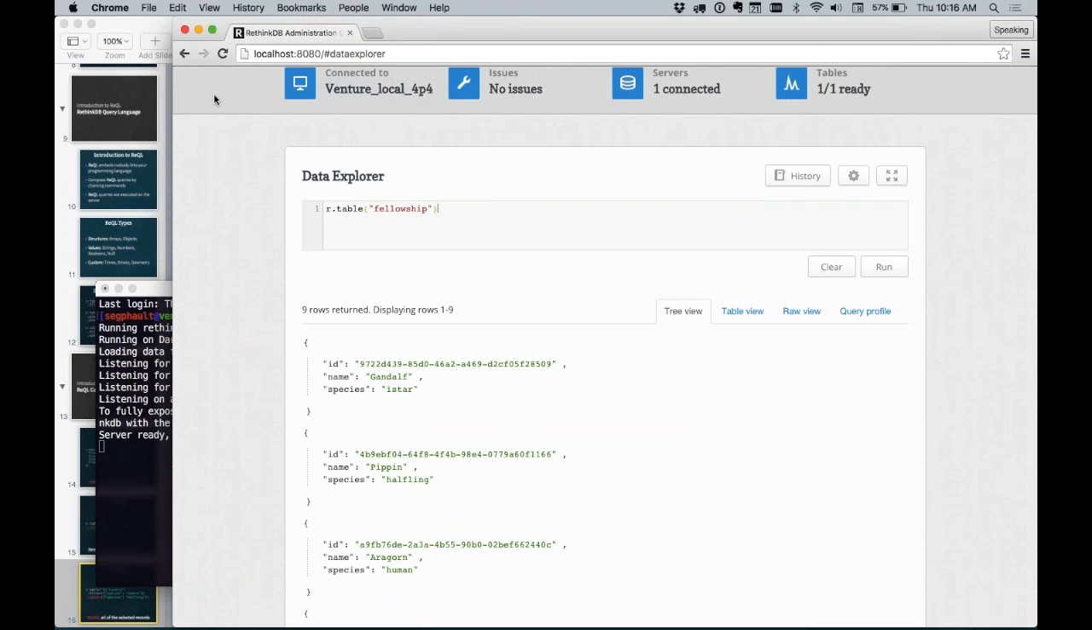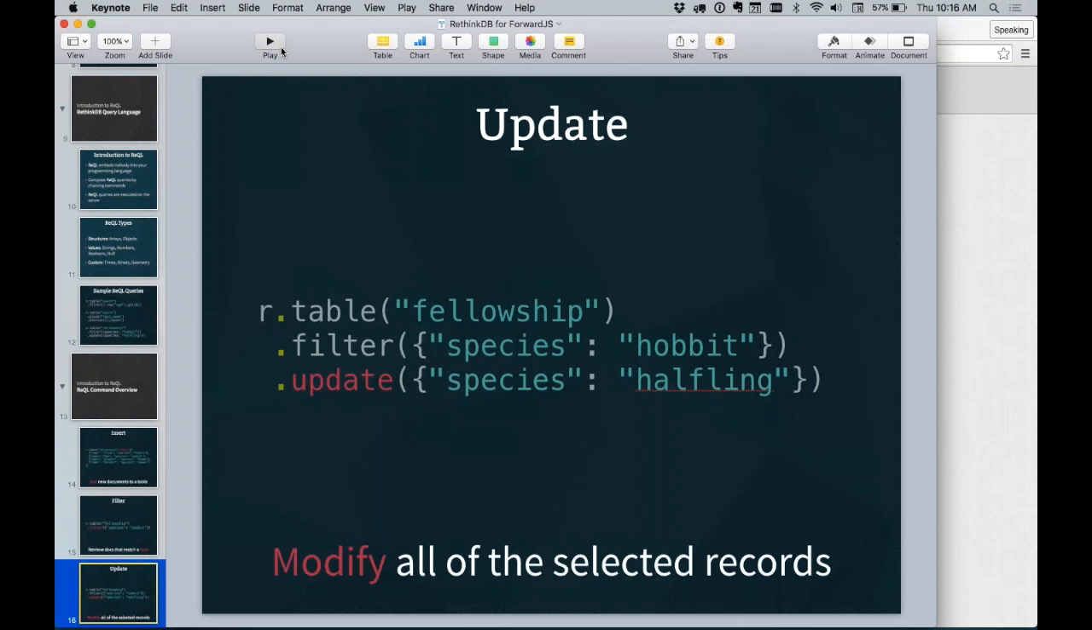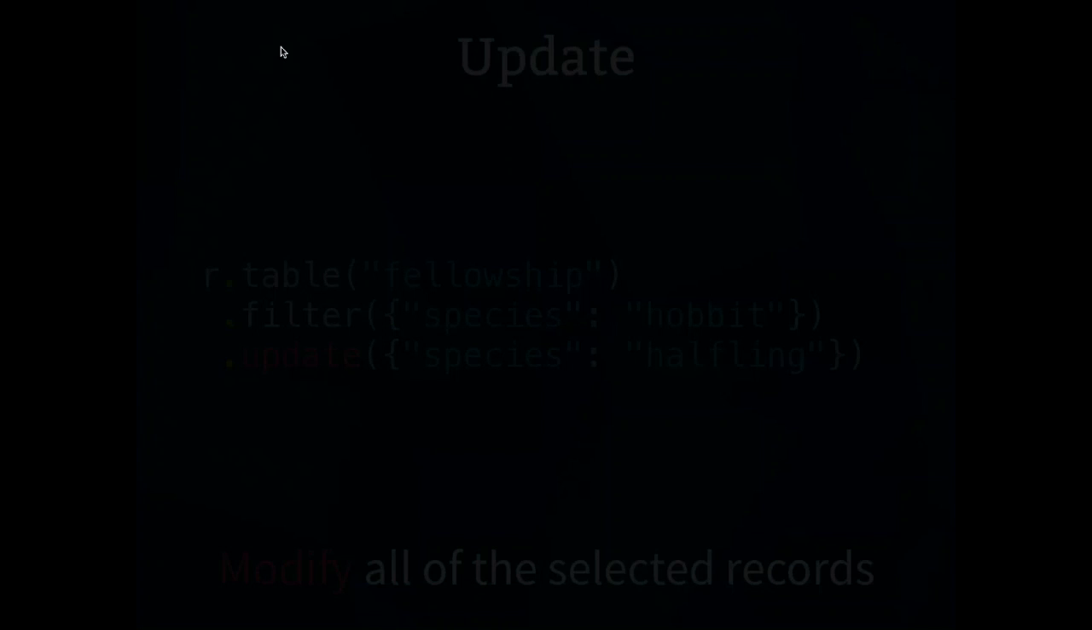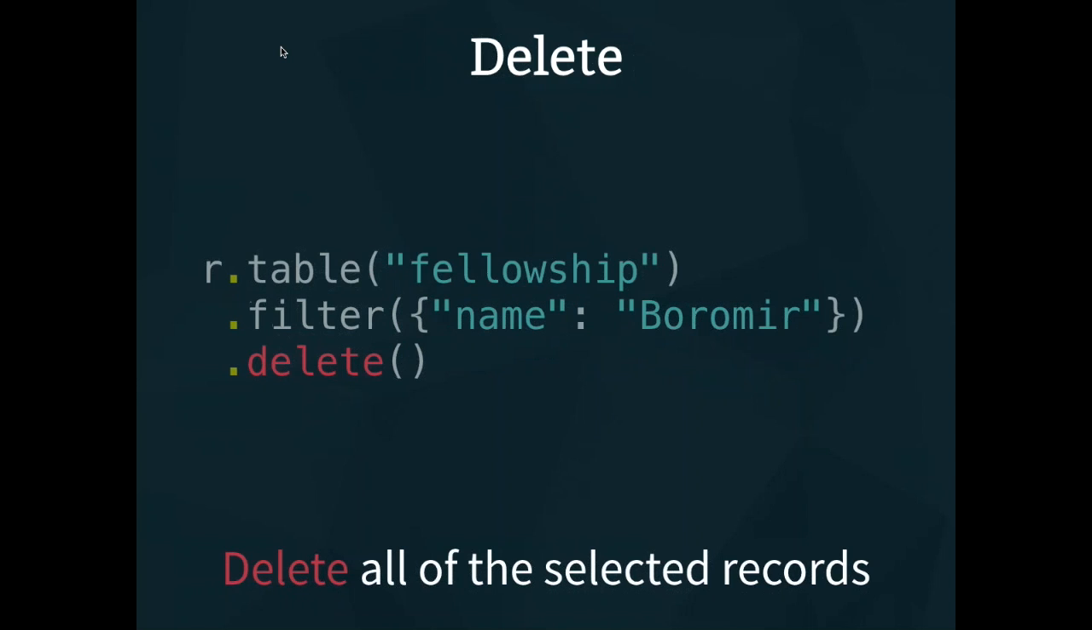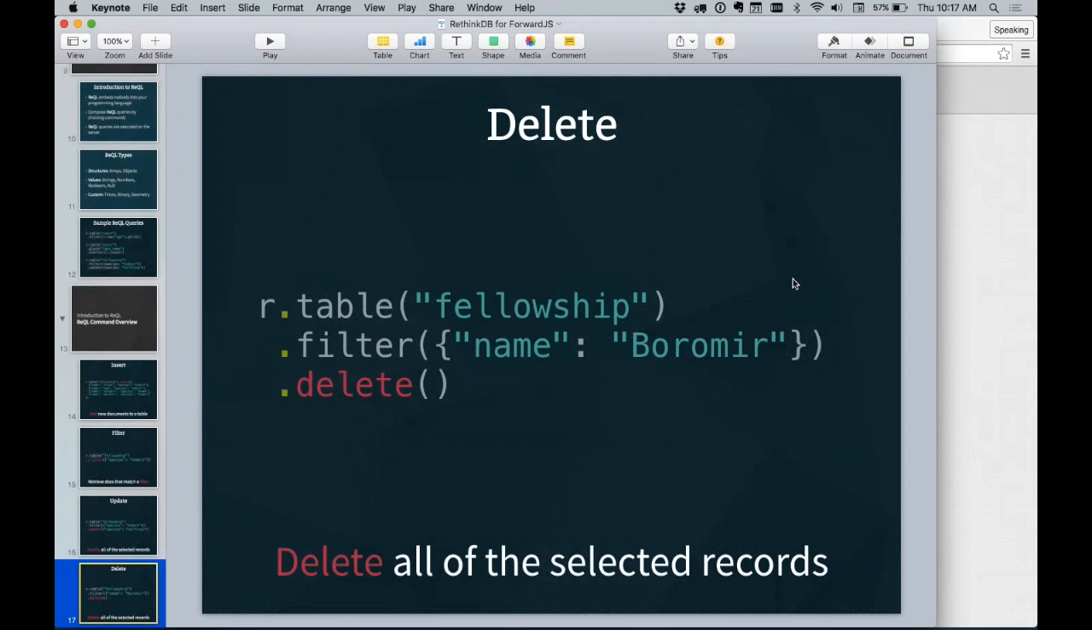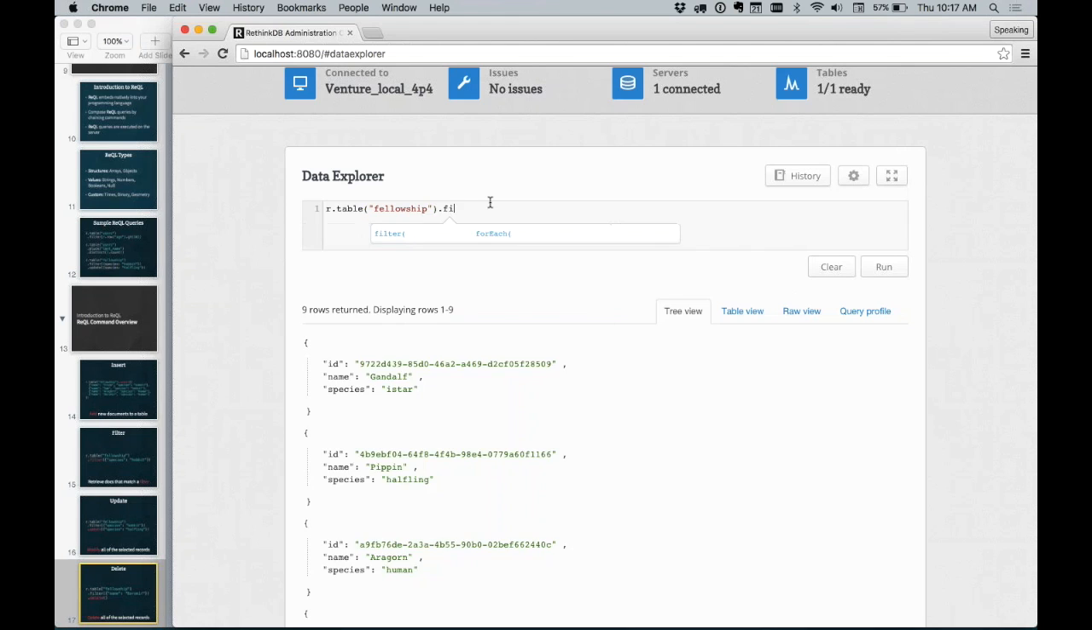All right, so that should give you a little bit of a sense of what you can do with ReQL. So I showed you the filter and update commands. So now you can also perform delete. Like say you wanted to remove Boromir from the fellowship. All you have to do is chain .delete after that filter instead of update. So let's do that in the browser really quickly so you can see that.